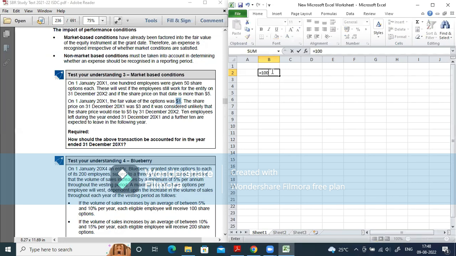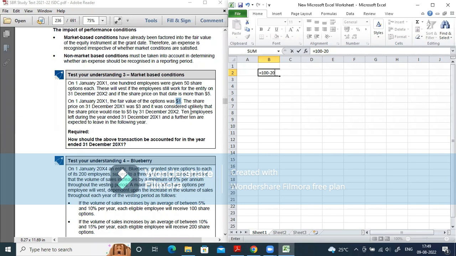So 100 into 50 into 80%. Or you can also take it like this: instead of 80% directly, because they mentioned that 10 employees and further 10 employees are going to leave, from 100 you can deduct a total of 20 employees. Out of 100, 20 employees are going to leave: 10 employees, and expected to leave another 10 employees in the next year.